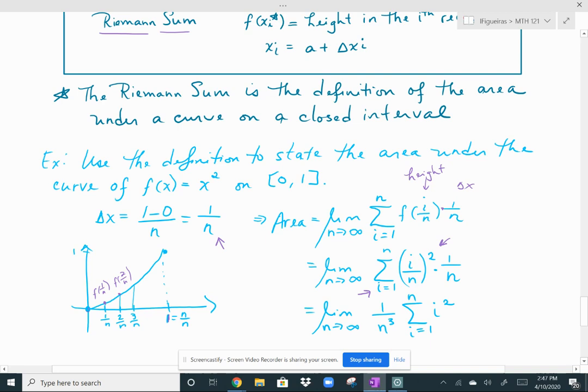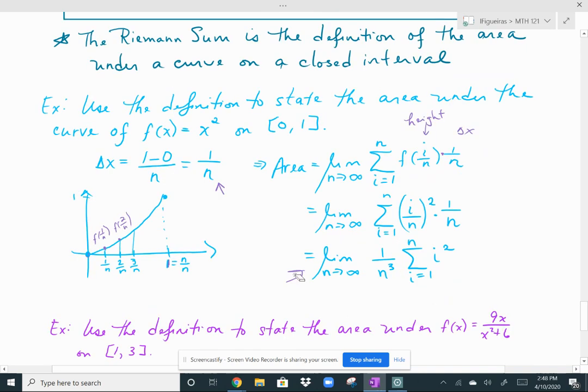And in terms of the summation, as i changes from 1 to n, the only thing that changes is the i's. The n doesn't change until we take the limit. So you can actually pull the 1 over n cubed out, and that comes from combining these. The first one is n squared in the denominator, the second one is n. So that's where 1 over n cubed comes from. And then you're taking the summation as i goes from 1 to n of i squared. Okay, and we'll learn how to evaluate those summations to get the exact area in the next section.